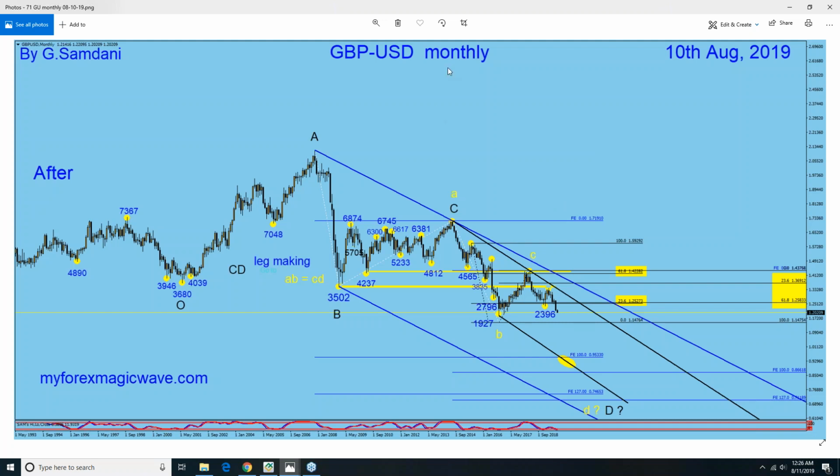Weekly and monthly charts are only for a bigger picture, long-term direction, like this one, right? So this is how it is.